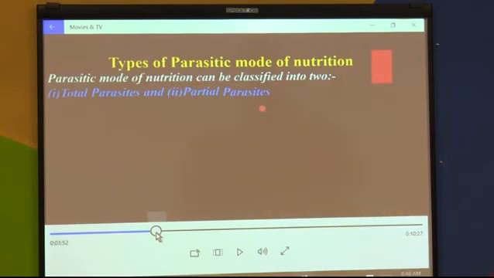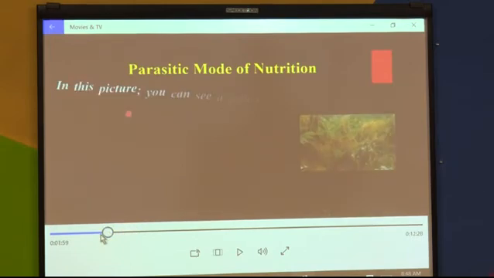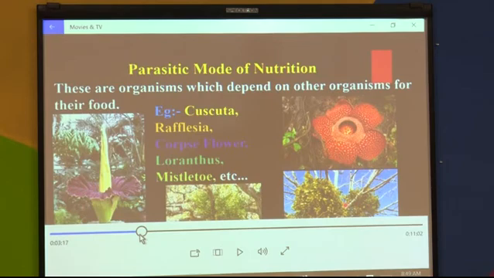Then the next concept we learned was the types of heterotrophic nutrition. I told you there are 4 types. First, the parasitic mode of nutrition. Second, the saprophytic mode of nutrition. Third, the insectivorous mode of nutrition, and fourth, the symbiotic mode of nutrition. These are the 4 types of heterotrophic nutrition. From these, we first discussed the parasitic mode of nutrition.